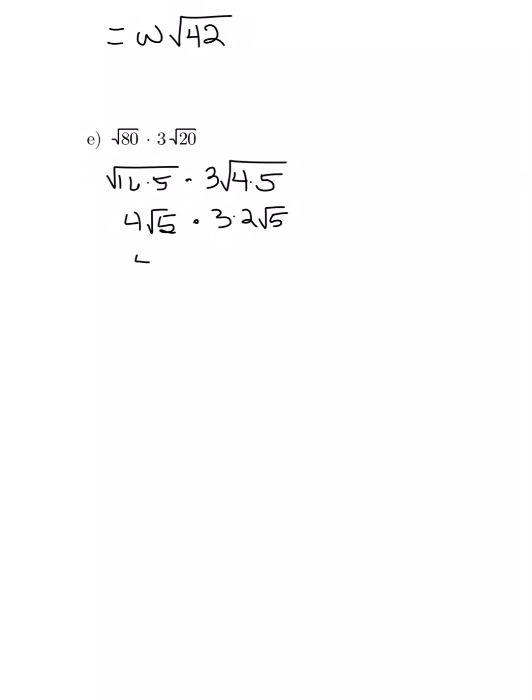Now we have 4 square root of 5 times 6 square root of 5, cleaning up that second radical. Now you multiply the numbers out front, so we get 24, and then you multiply the radicals. The square root of 5 times the square root of 5 is the square root of 25. But that's a perfect square. So we're going to have 24 times 5, and then finally that equals 120.